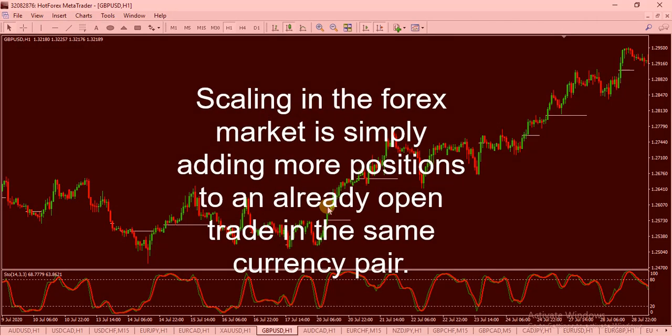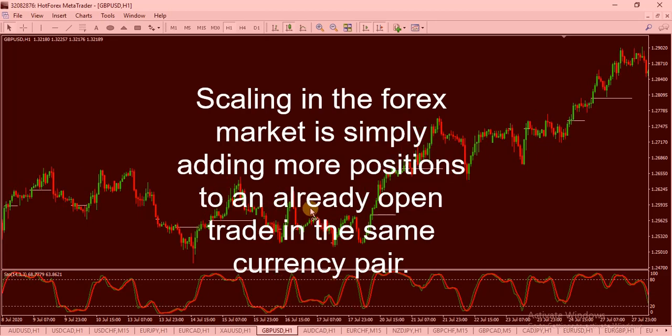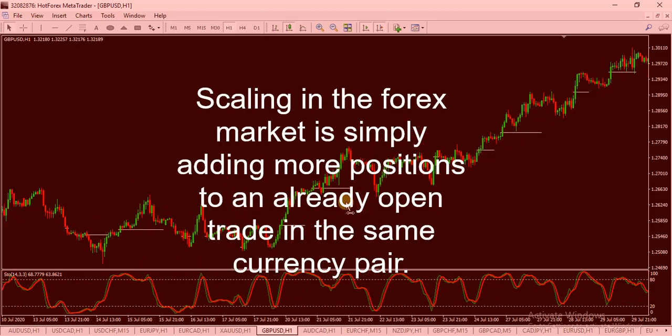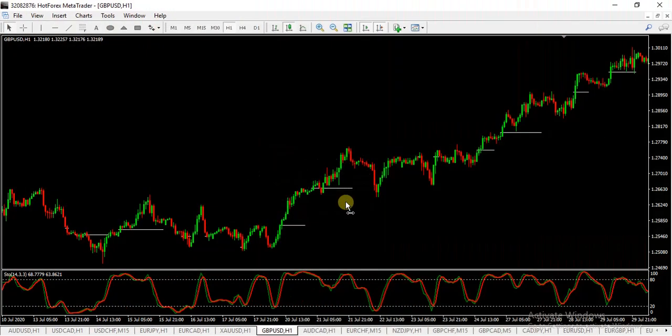So in the forex market, when you hear the word scaling, it simply means you want to add to a position you already have that is open. Adding to a position you already have that is open is what scaling is all about in the forex market. Most people try to do this but don't do it the right way, so at the end of the day they end up blowing their account.